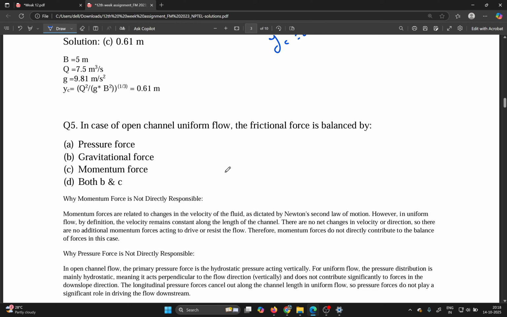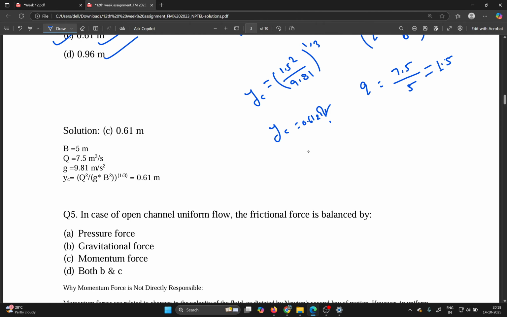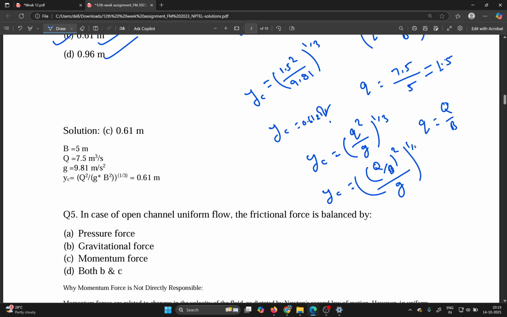So remember this. Or you can write the direct formula also. Direct formula, as I have told you: yc is equal to q square by g, to the power 1 by 3. Your q is nothing but capital Q by b. So you can put yc is equal to (q by b) square divided by g, to the power 1 by 3. So finally you will get Q square divided by g b square, power 1 by 3. So this is the formula.